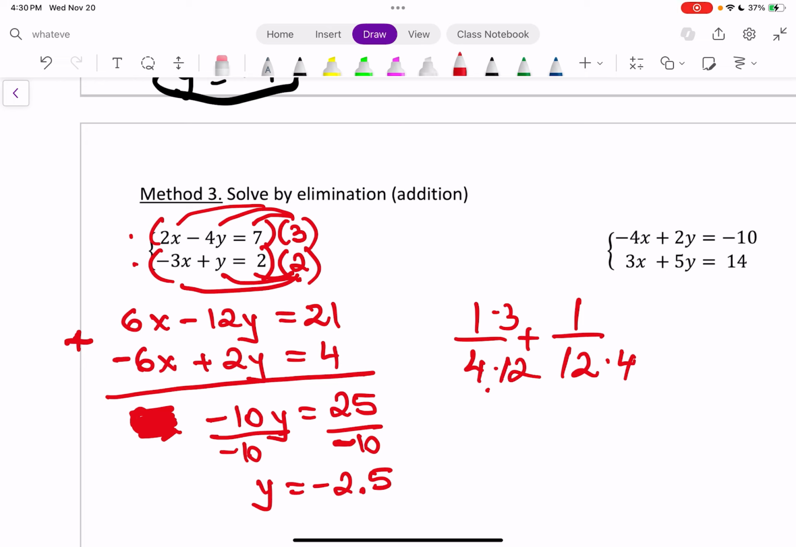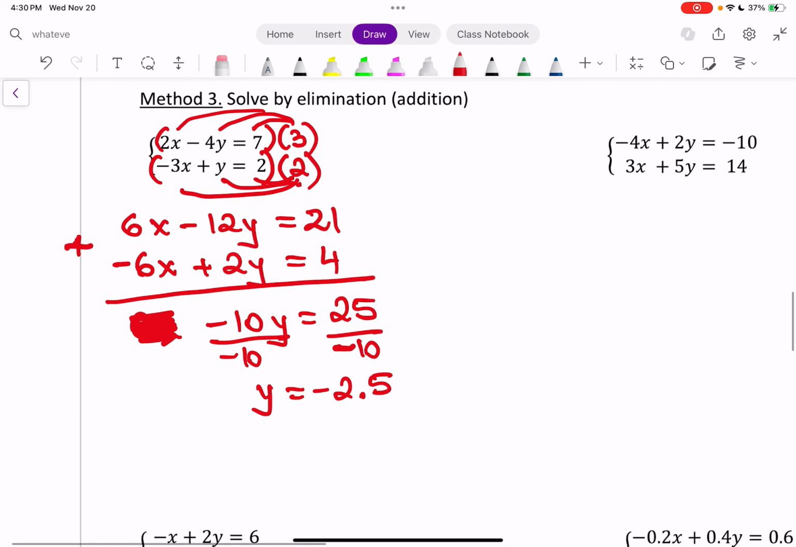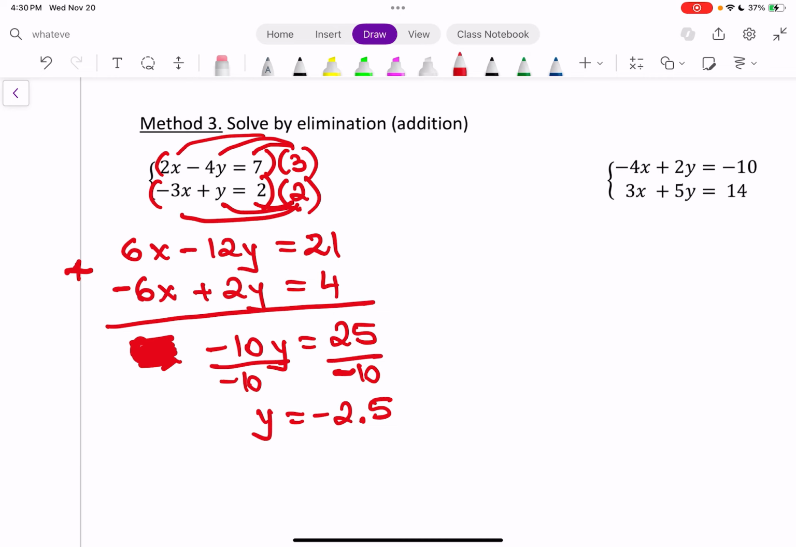So then they will be the same. So that's what I'm saying. You need to multiply by enough in order to put the same number in front of those variables. Okay, so let's finish this problem and then we'll see some more.